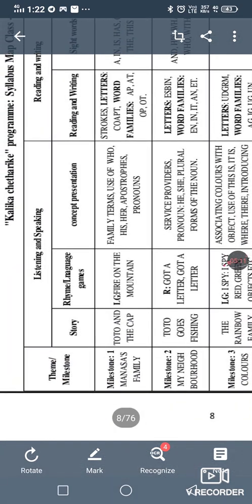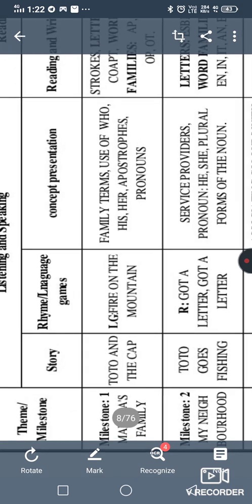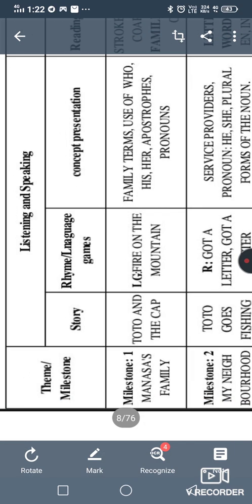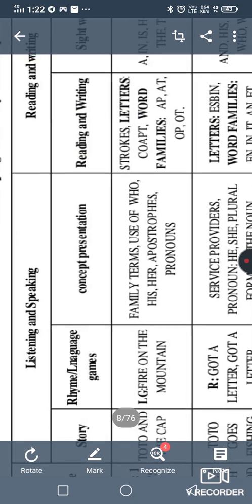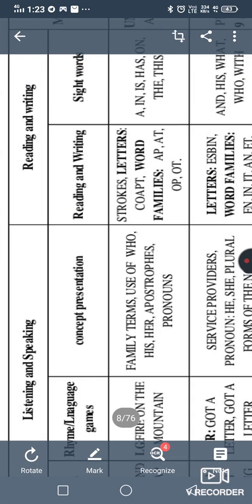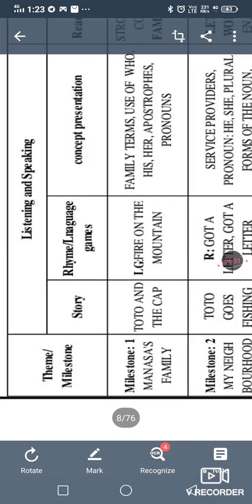So in listening and speaking, after giving classroom instruction, first we use storytelling. After that we play rhyme or language games, then concept presentation, then reading and writing. Here the task is given, that is strokes, letters, COAPT, group of words. We have to practice like this. Here one doubt: rhyme or language games.